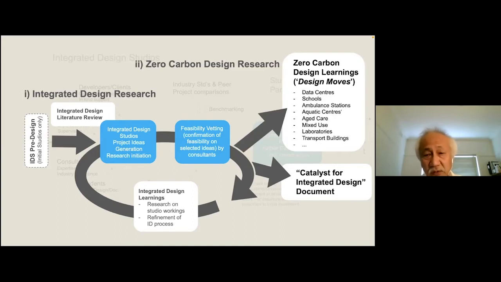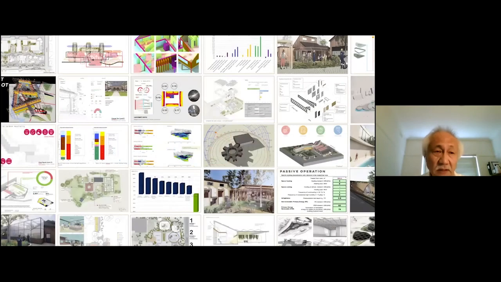And how do we do this integrated design? We are doing it through those integrated design studios. Along the way, we are recording and learning from our experience. At the same time, we have the zero carbon catalog happening for the various building design typologies. And these are examples of our student outcomes and the output from the design studios.